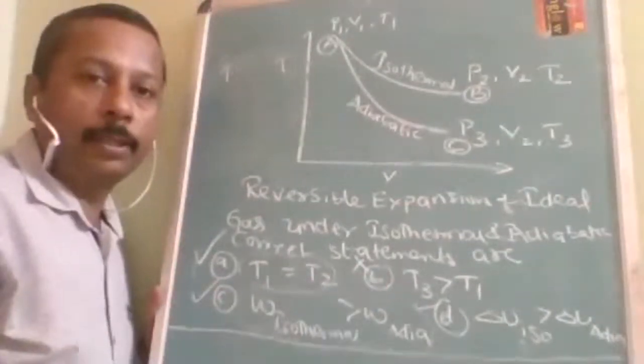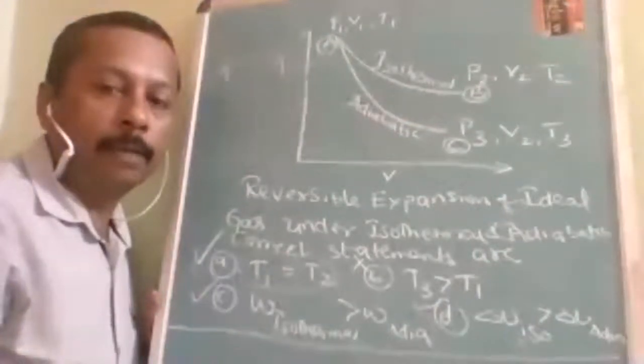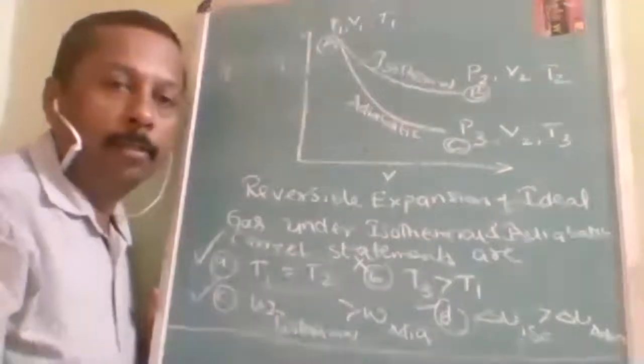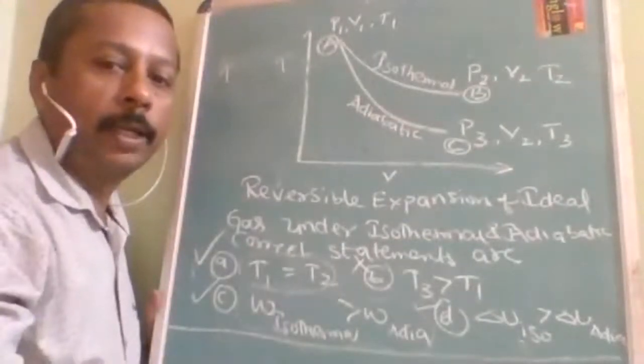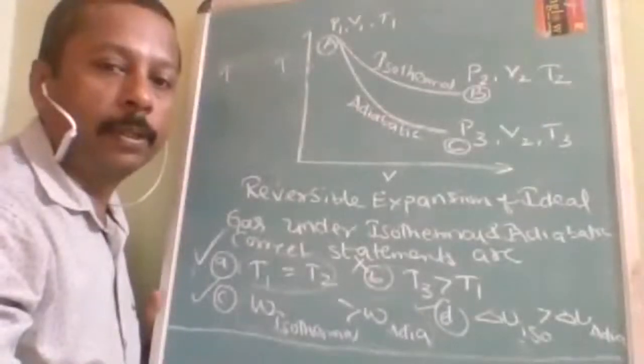I think it is understood now. Especially, don't leave any graph questions. Graph questions and keyword identification are most important for thermodynamics. Is it understood, students? Now we will do one more question.